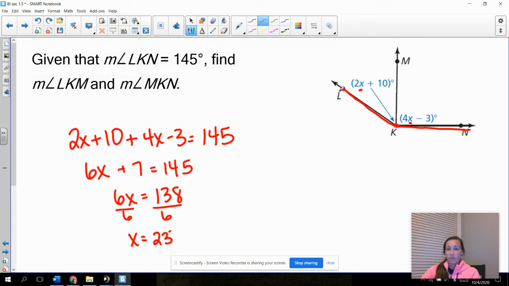So the measure of LKM, which is where this arrow's pointing, right, and this little wedge down here, you would get 2 times 23, which is 46, plus 10. So this angle would be 56. And then you do the same thing for the other one. Plug 23 in here, and you would get 89. And 56 plus 89 is 145, so you can kind of check your answer to make sure you get the right x value.